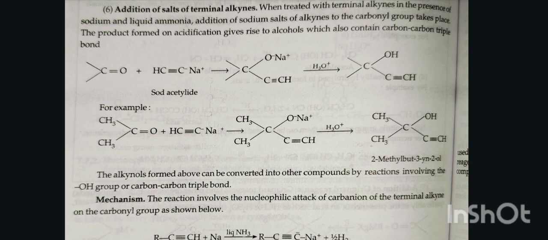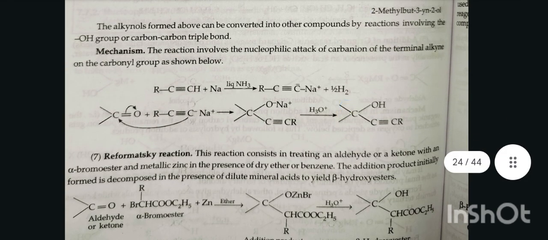Sixth, addition of salts of terminal alkynes. When aldehydes or ketones are treated with terminal alkynes in the presence of sodium or lithium in ammonia, addition of the sodium salt of the alkyne to the carbonyl group takes place. The product formed on acidification gives rise to alcohols which also contain a carbon-carbon triple bond. The alkynols formed above can be converted into other compounds by reactions involving the OH group or the carbon-carbon triple bond. Mechanism: the reaction involves the nucleophilic attack of the carbanion of the terminal alkyne on the carbonyl group, as shown below.